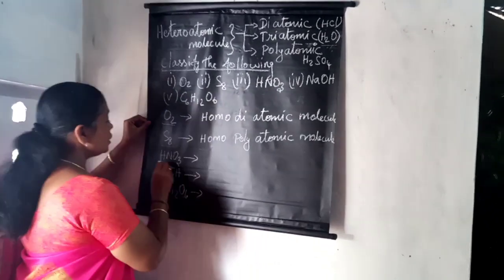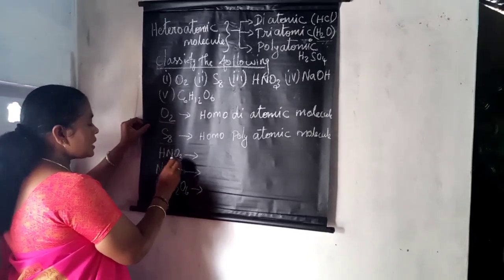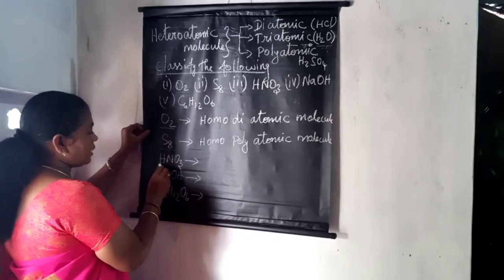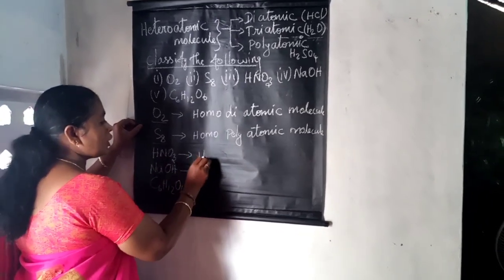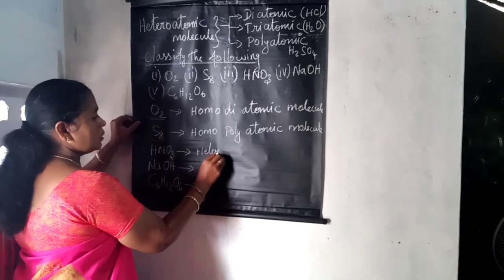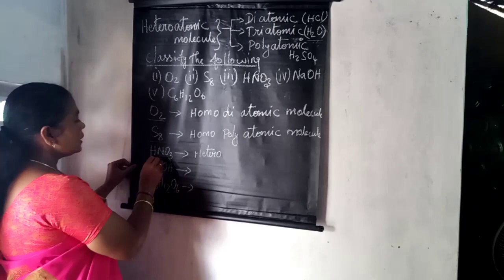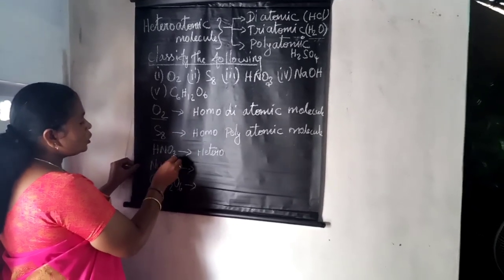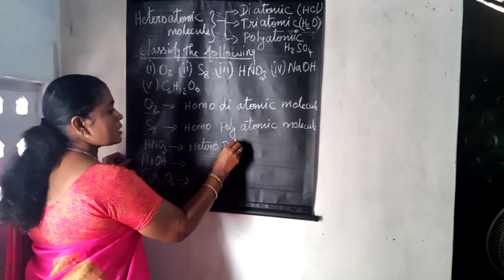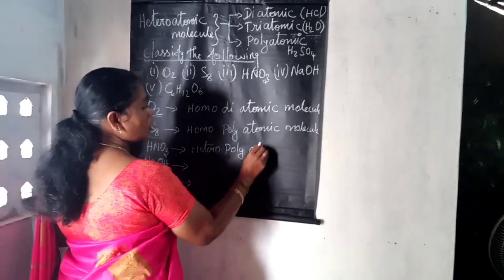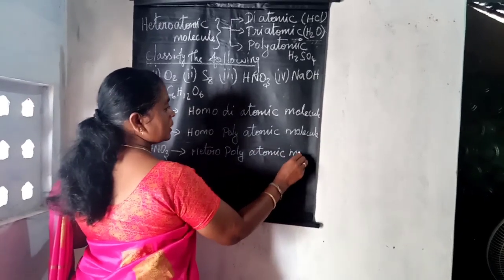Okay, next you see here HNO3. In this you have to see that there are different kinds of atoms, that is hydrogen, nitrogen and oxygen, presented. So you write it as hetero. Next, you count the number of atoms presented in the molecule. That is 1 plus 1, 2, 2 plus 3, 5. So, more than 3. So, you write it as polyatomic molecule. So, heteropolyatomic molecule.